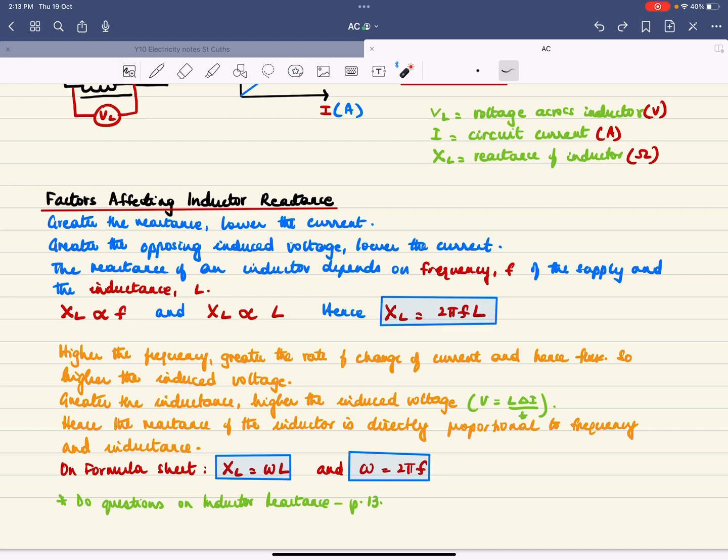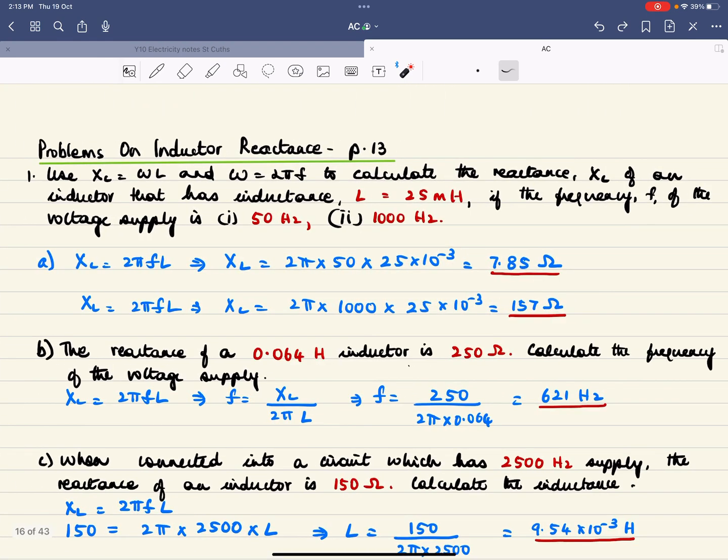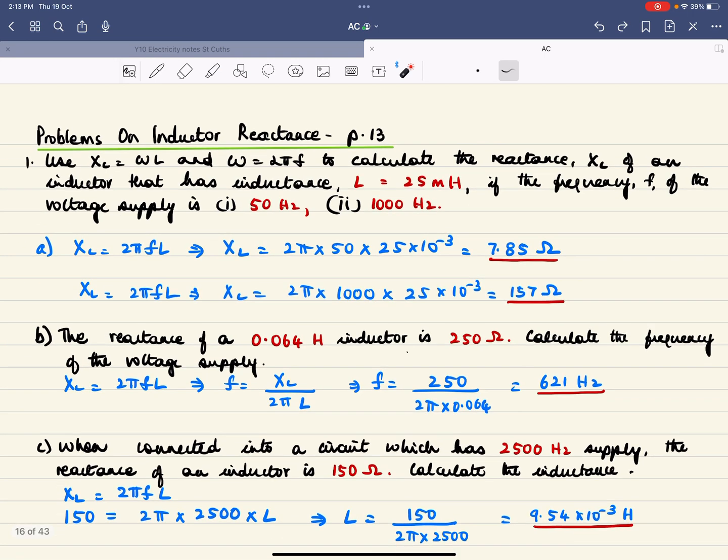Now, on your formula sheet, it doesn't come like this. You will see XL is equal to omega L, where omega is 2 pi F. And it'll be good for you to do some questions on inductor reactance. I've done one question for you, so if you'd like to check that, here it is.